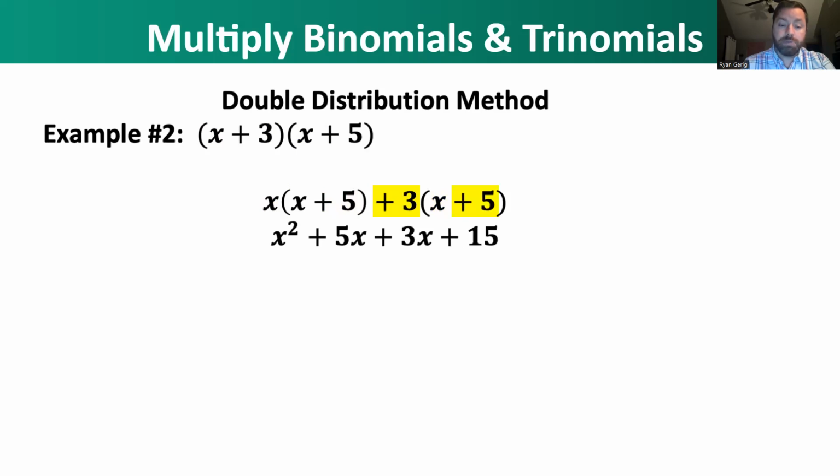So combine like terms here. Well, I have no other x squareds. I have a 5x and a 3x. When I add those, I get 8x. And I have 15 that's all alone. There it is.